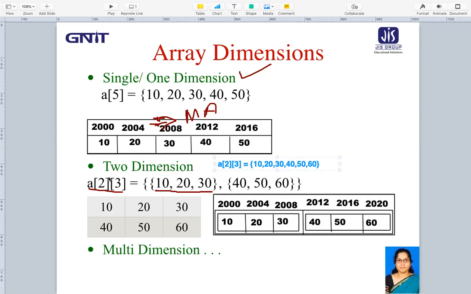In this case, the row number represents the number of one-dimensional arrays, and the column number represents the number of elements in each one-dimensional array. Because we have A[2][3], the number of rows is 2, which means there are two one-dimensional arrays, and the number of elements in each one-dimensional array is 3. So this is 10, 20, 30, and this is 40, 50, 60. But again, you observe one thing, students, that the representation in memory is sequential. Even though the representation is one-dimensional like this, the elements are arranged in a sequential manner. So this is a two-dimensional array. Like this, we can extend this kind of notion to multiple dimensions.